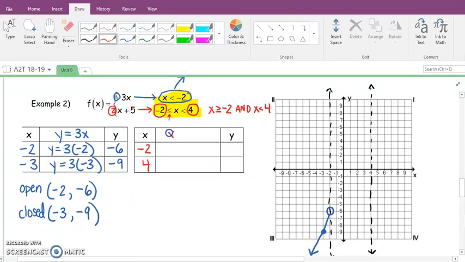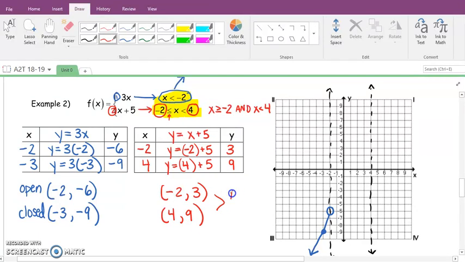Alright, this equation is y equals x plus 5, so I'll take these 2 x values and I'll plug them in. -2 plus 5, that's 3. And then 4 plus 5 is 9. So I have 2 points, -2, 3, and 4, 9.